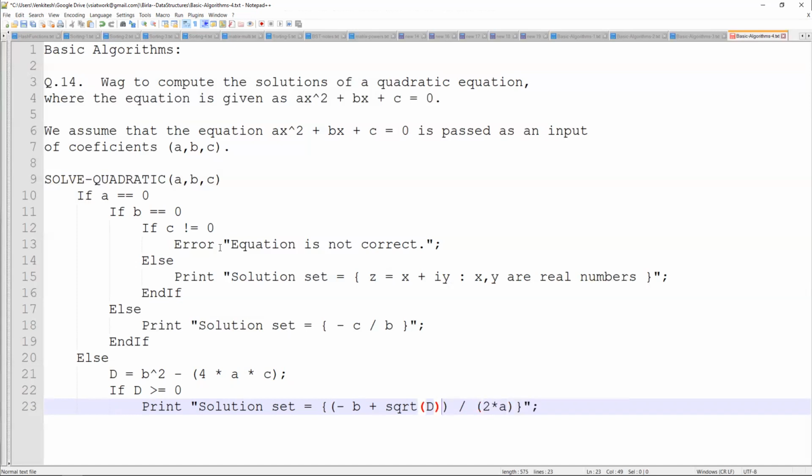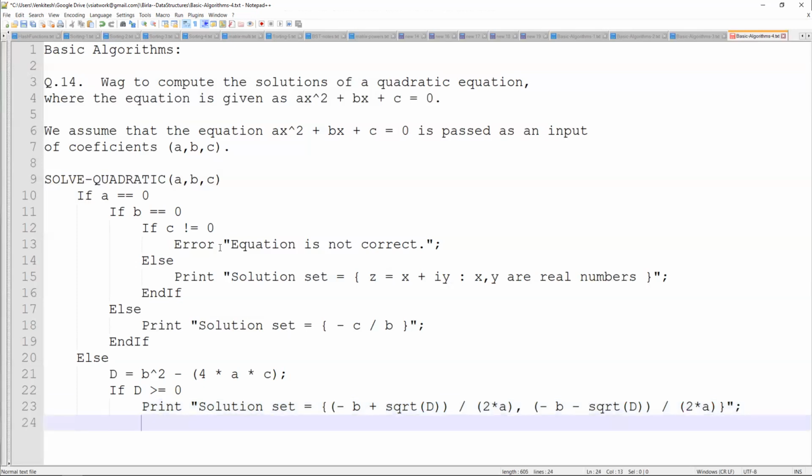You understand the bracketing, right? So minus B plus square root D is the numerator, 2 times A is the denominator. This is the first value. Second one is the negative, right? So minus B minus square root D divided by 2 times A, that is the second root. Okay, so these are the two roots of this equation.